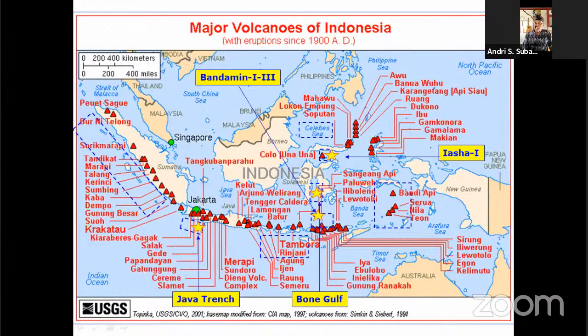Then in 2002 we had the Java Trans expedition to search for deep sea mineralization, and we found gas hydrate at a depth of 2,500 meters, 100 kilometers from Pelabuhan Ratu, Sukabumi. We dove to 2,500 meters with the Shinkai from Japan.